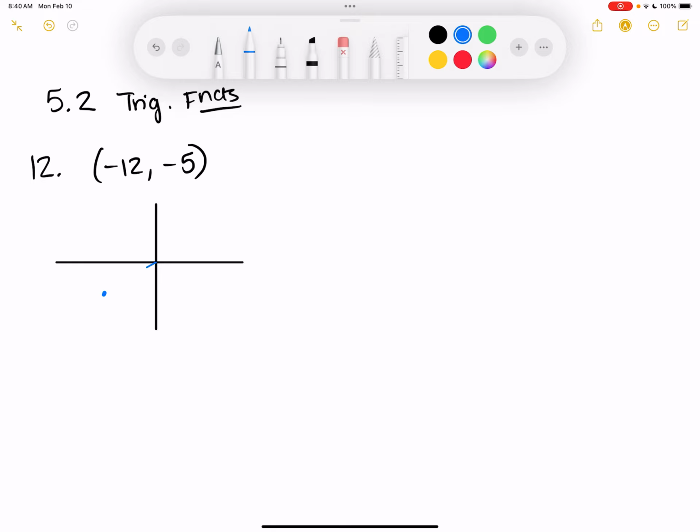And basically, well, I don't usually do it like that. I usually just get to the point and I stop. So this is going to be the hypotenuse of your triangle. We're trying to graph a triangle, basically.